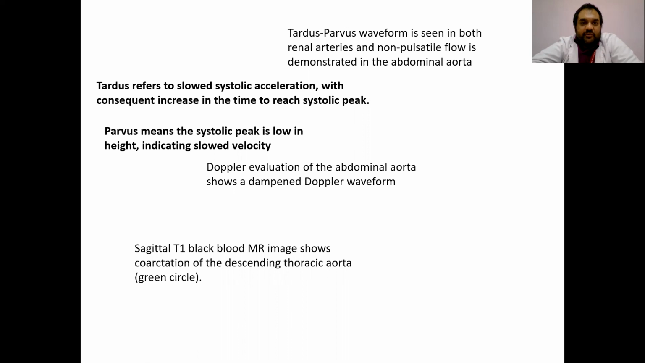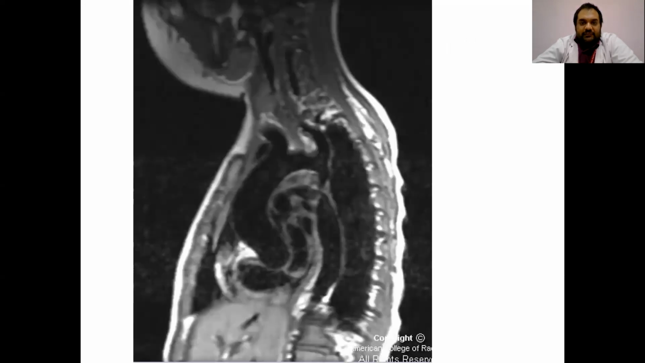Tardus refers to the slowed systolic acceleration with consequent increase in time to reach systolic peak. Parvus means the systolic peak is low in height, indicating slowed velocity. Doppler evaluation of abdominal aorta shows a dampened Doppler waveform. The sagittal T1 black blood MR image shows the coarctation of descending thoracic aorta, green circle.